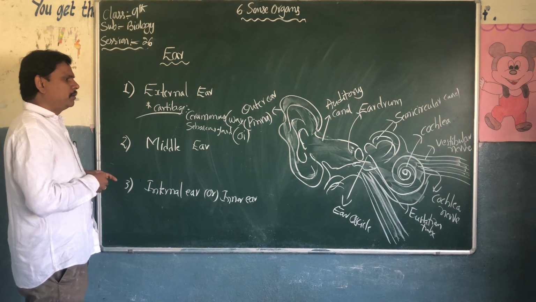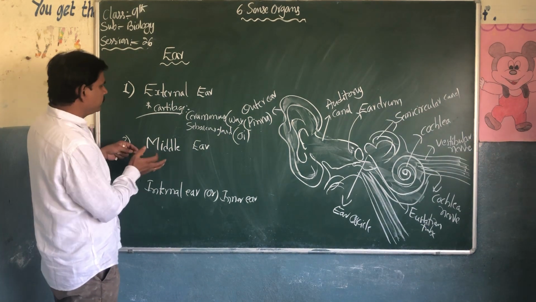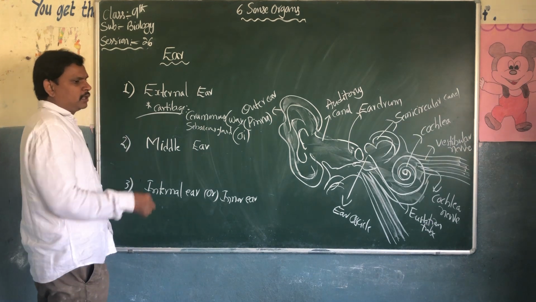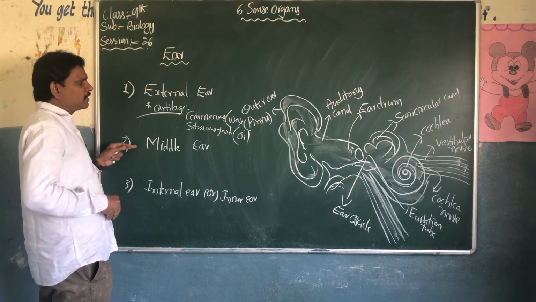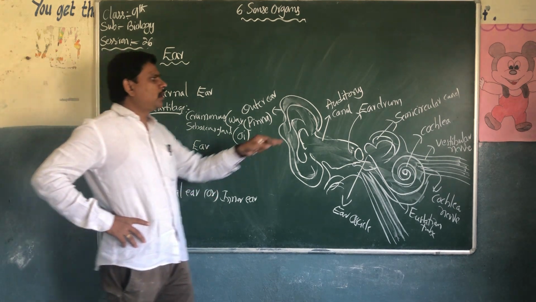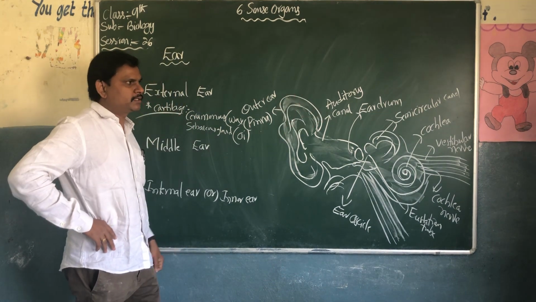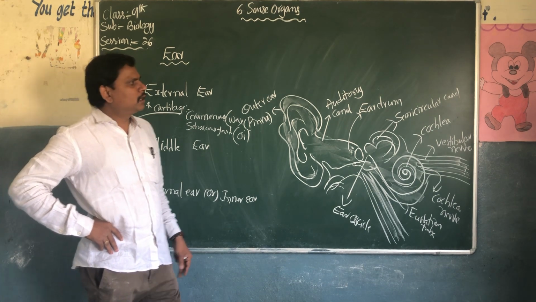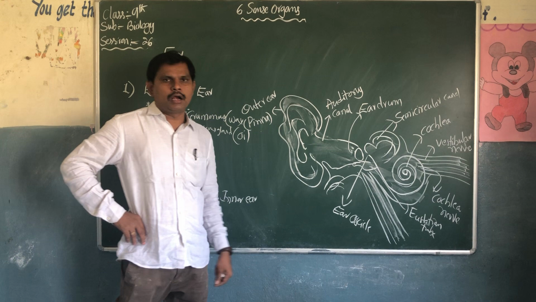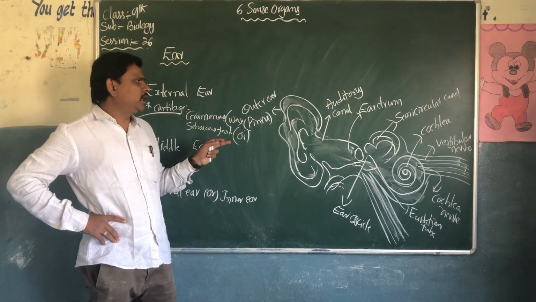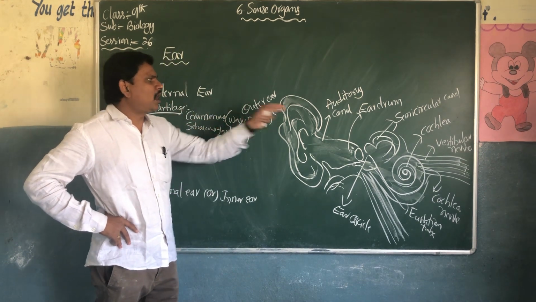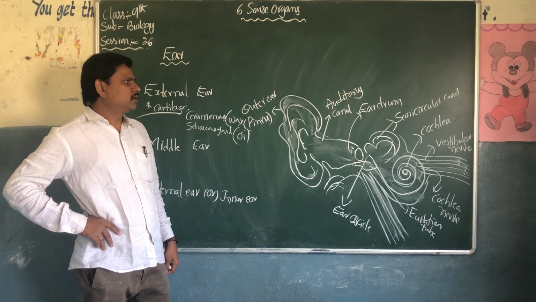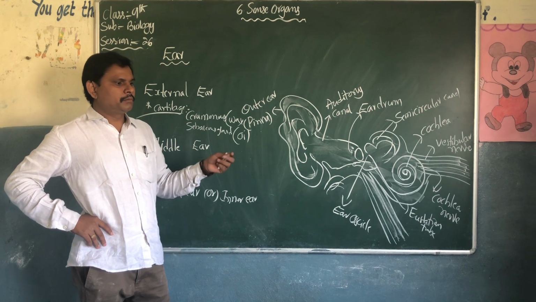Next one is the middle ear. This middle ear is connected to the external ear and the internal ear. In the external ear you can also see the auditory canal. It is also called the auditory meatus. The external ear, outer ear, auditory canal.